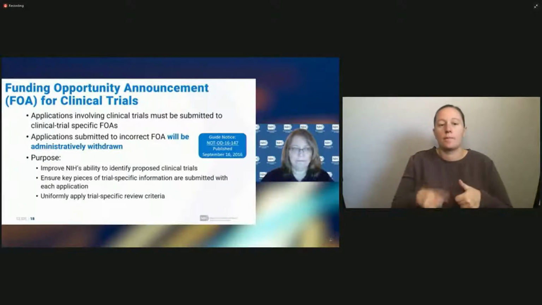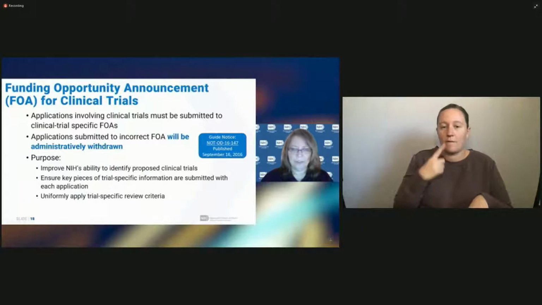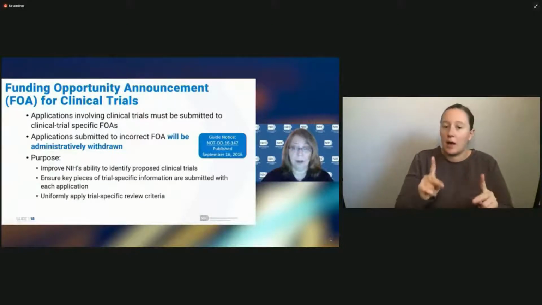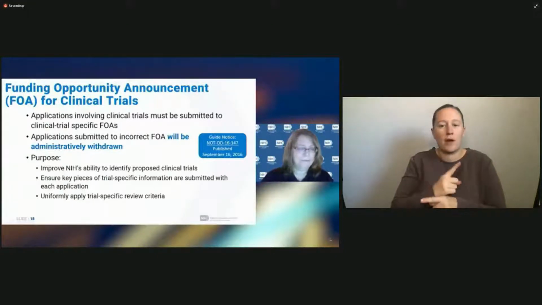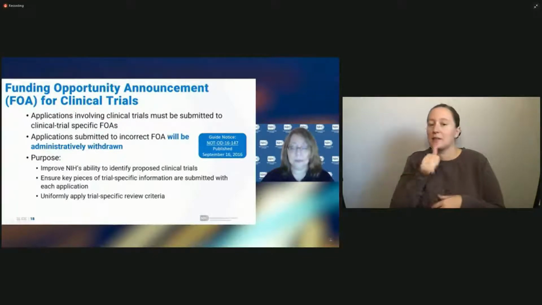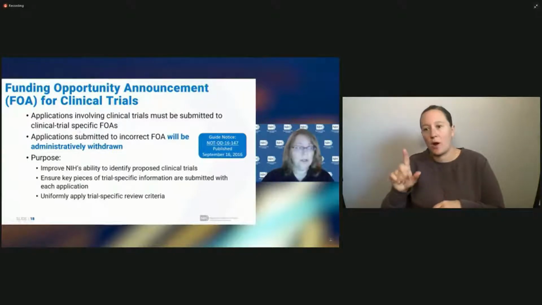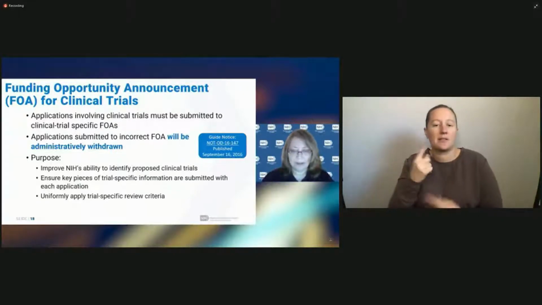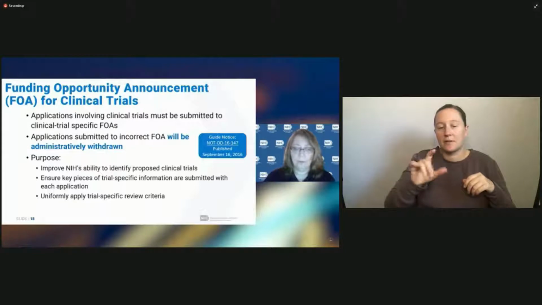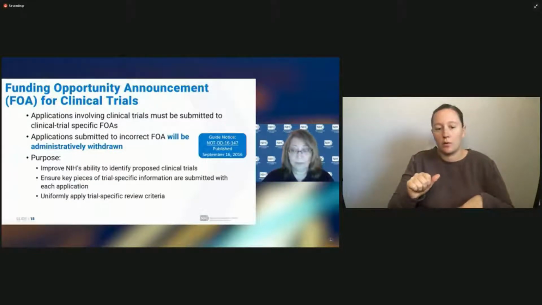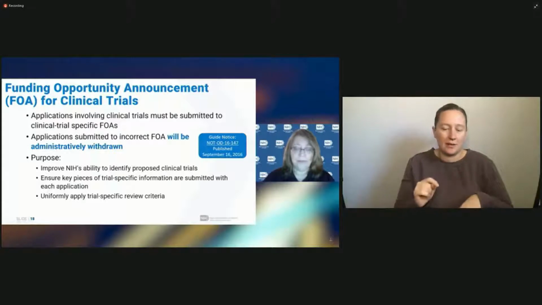And the first one are the funding opportunity announcements, better known to some as FOAs. And the FOAs can come as a clinical trial required, clinical trial not allowed, or clinical trial optional. And you have to submit to the correct FOA. If you have a study that is a clinical trial, and you submit to a clinical trial not allowed FOA, your application is considered misclassified as far as clinical trials. And applications that are misclassified to the incorrect FOA will be administratively withdrawn, and they won't even be reviewed. So it's important that you get this correct.